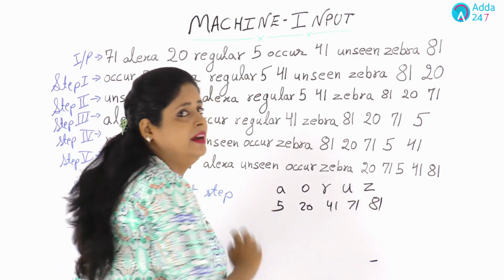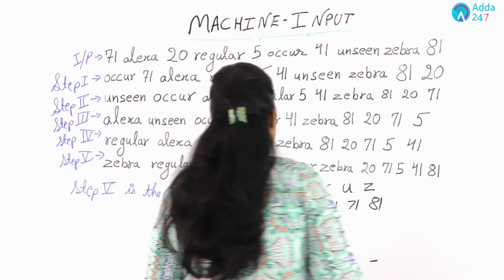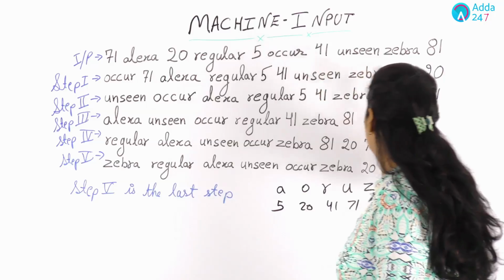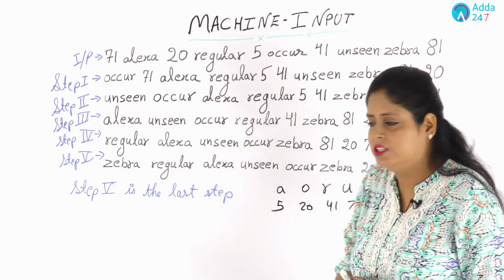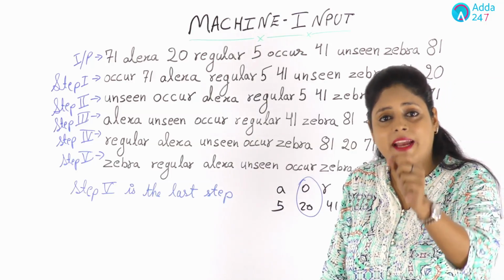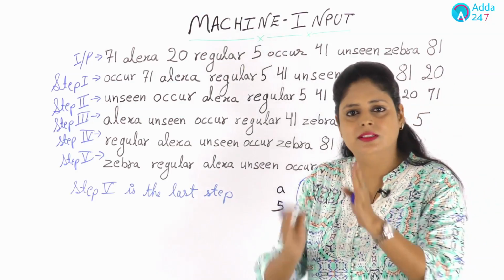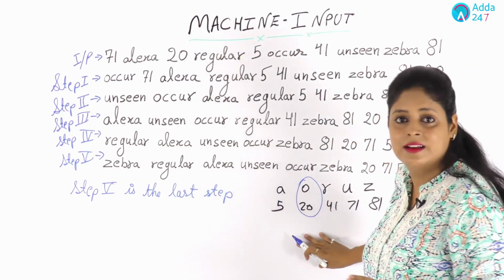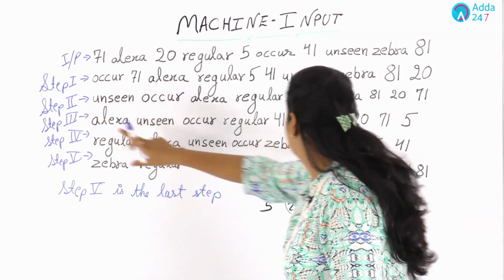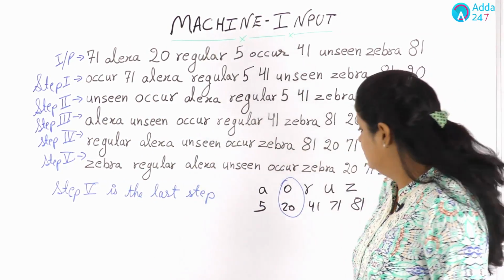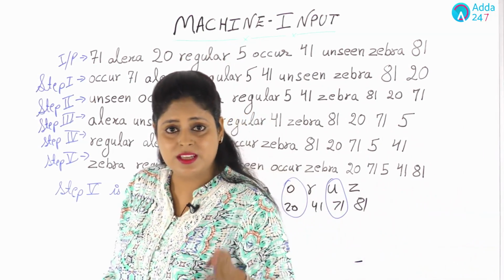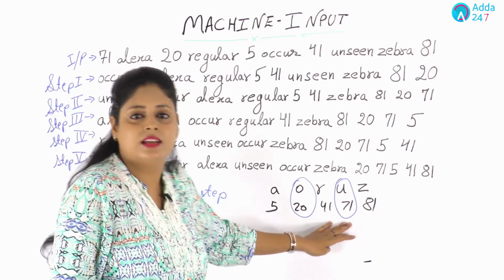Now let's compare them. We can clearly see in step 1, O and 20, both elements are shifted. O 20 means this pair, the second pair, not the first one. We have skipped the first pair and preferred the second pair. Now come to step 2. In step 2 we can clearly see U and 71. U and 71 is the third pair. Again we skip the second one and we prefer the third pair.